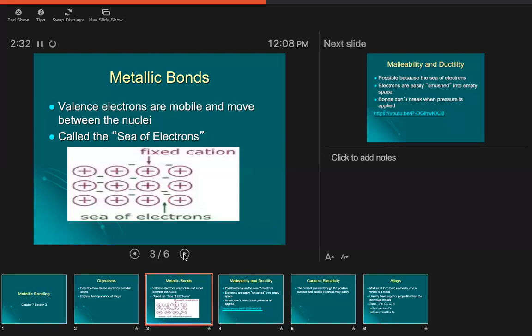All right, so metallic bonds have mobile valence electrons. We call it the sea of electrons because they're always in motion. And if we think about looking at a sea or an ocean, it's never still. The water's in constant movement. The same thing is true of the electrons in a metallic bond. They're constantly moving.